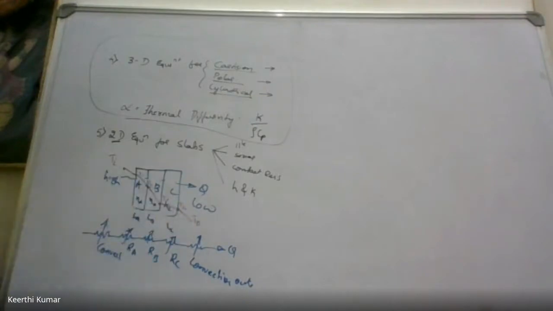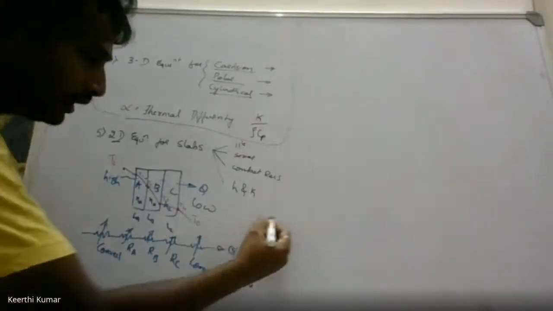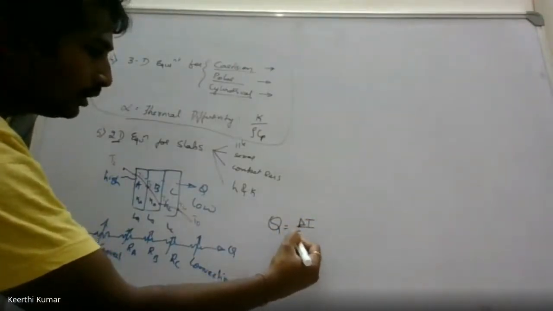Any doubts still here? See, first module, in the first chapter, there is no much complicated problem. Problems are very simple. And in the second chapter, the concept is very simple here. So take the Q here from left to right. So what is the basic equation for the Q that I used to explain? Q is equal to delta T by sigma R.